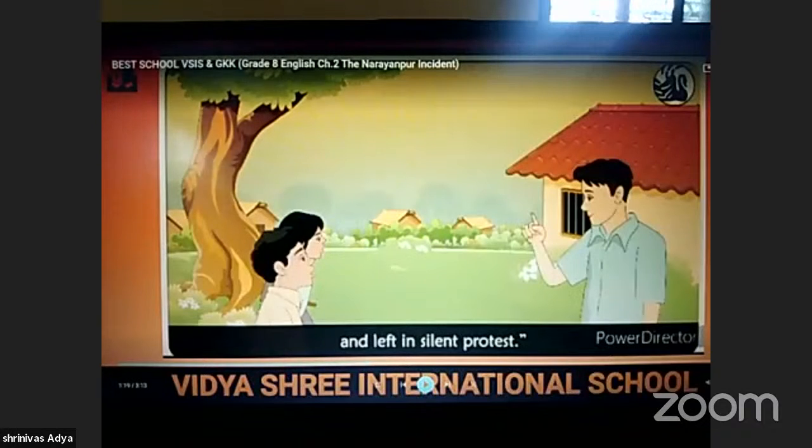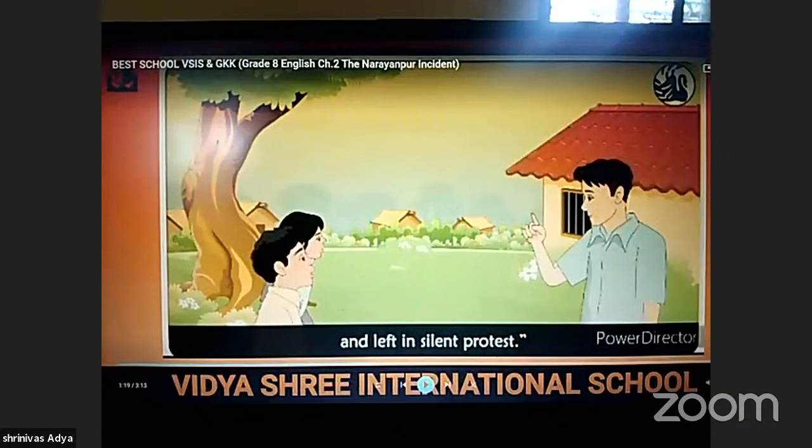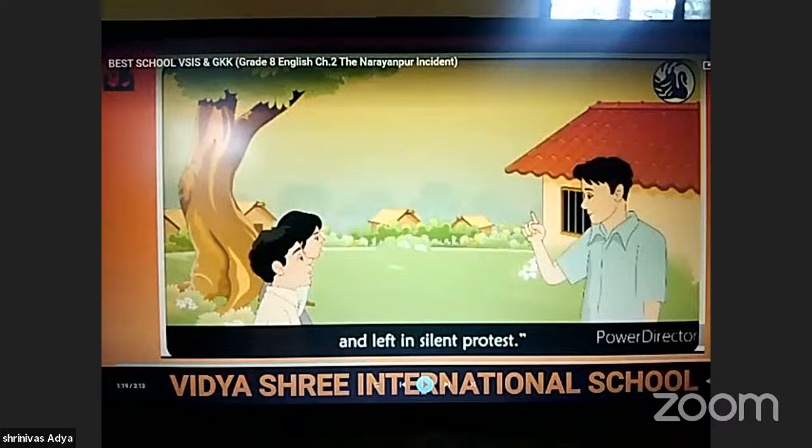No shouting of slogans, no violent methods of agitation. And for this reason only, the procession took place silently. This is what he is convincing them of here in this part of the video. Is it clear to you? Yes, sir. With this explanation, you should be able to know why the procession was planned silently. Did you get the answer to that question? Yes, sir.